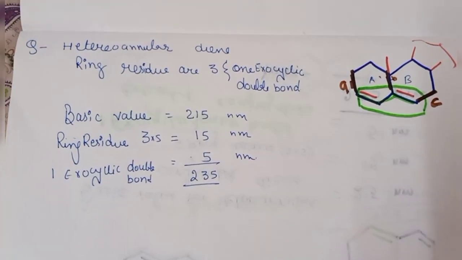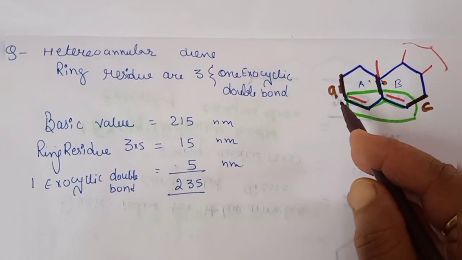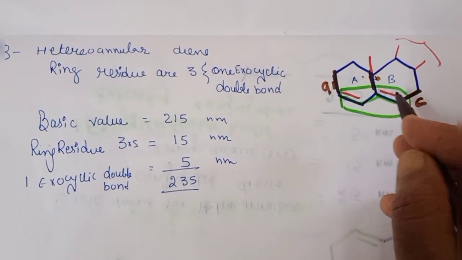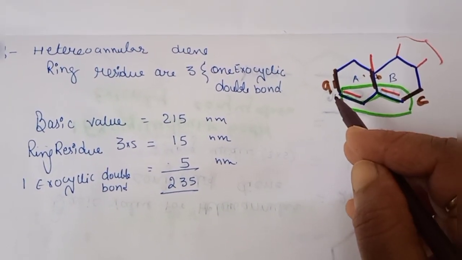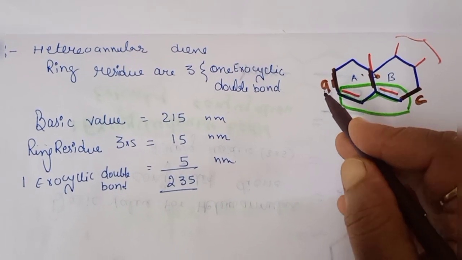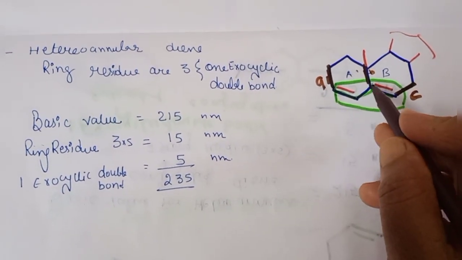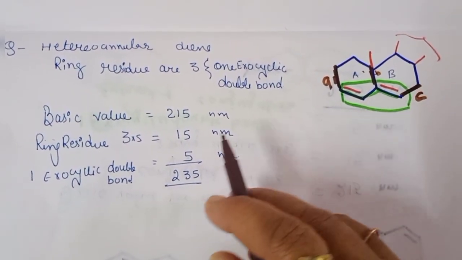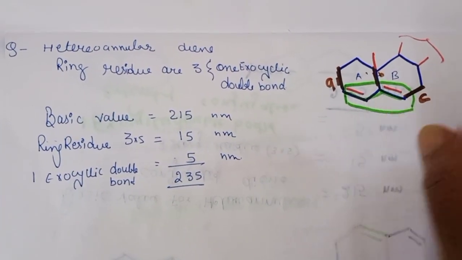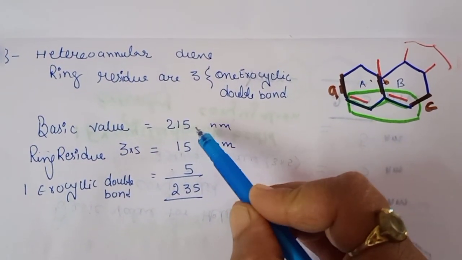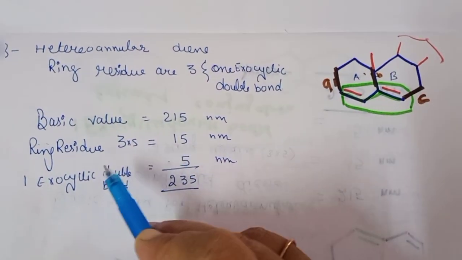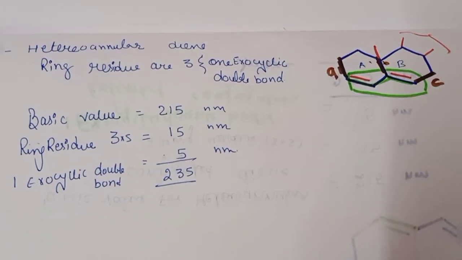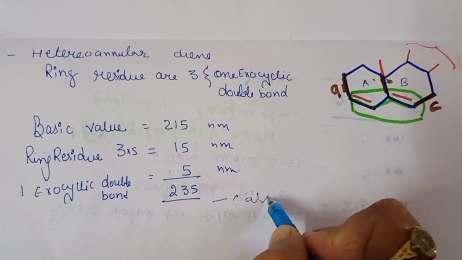How to calculate the ring residue? We have to just see which is directly attached with your main unit. Our main basic value is 1,3-butadiene here, trans. So just how many parts are directly attached with it? This A, then B, and this is our C part. So there are 3 ring residues and 1 exocyclic double bond with 2 ring A. So we can calculate: 215 is the basic value for the heteroannular system, plus 3 ring residues and 1 exocyclic double bond. So total will be 235. This is the calculated value for the lambda max.